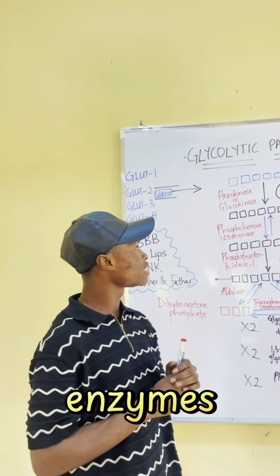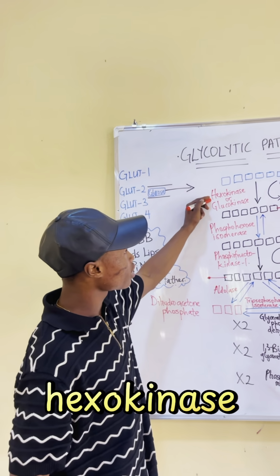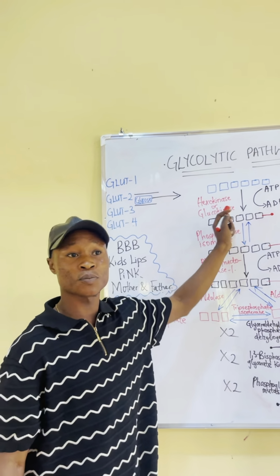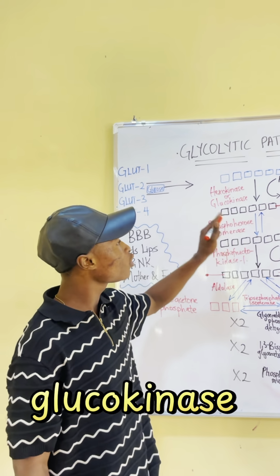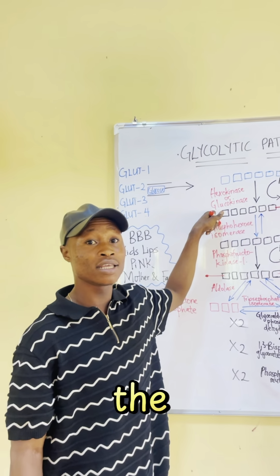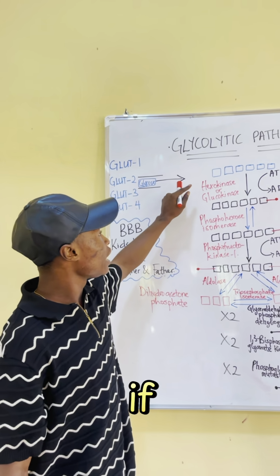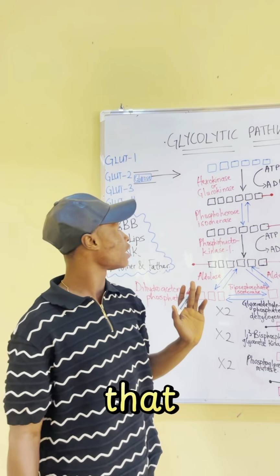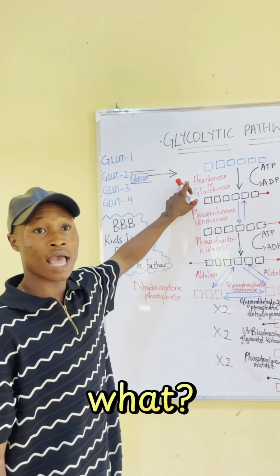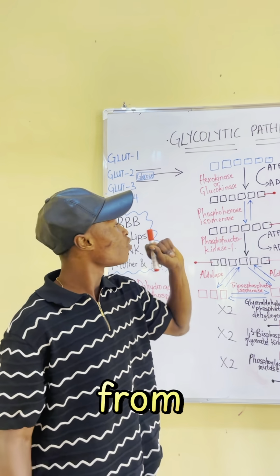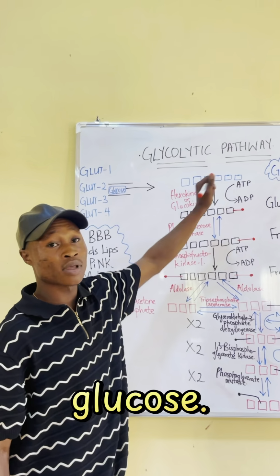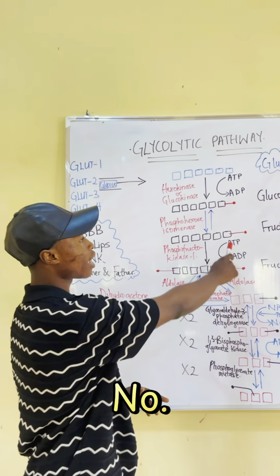There are two major enzymes known as hexokinase and glucokinase. Remember that hexokinase is found everywhere in the body, while glucokinase is only located in the liver. So, if it's in the kidney, we are going to agree that it is hexokinase that will act. Now, hexokinase will act to add a phosphate group from ATP to glucose. And in what position? Position number 6.